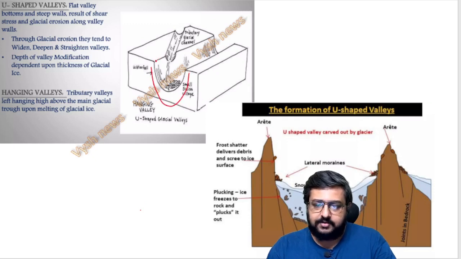But suppose here one height is there, and above the height one small U-shape is there, a tunnel kind of thing. That is called the hanging valley, and this main one is called the U-shaped valley. And sometimes it can be a V-shaped valley also.